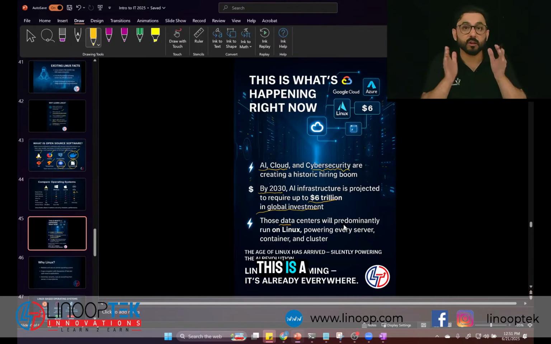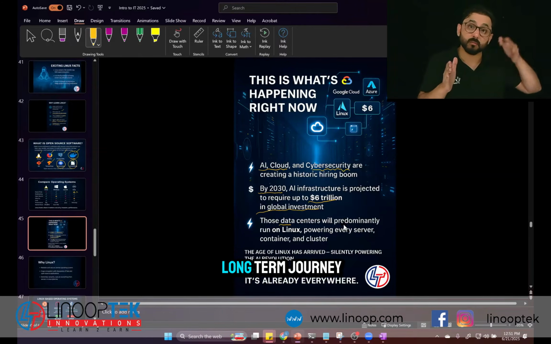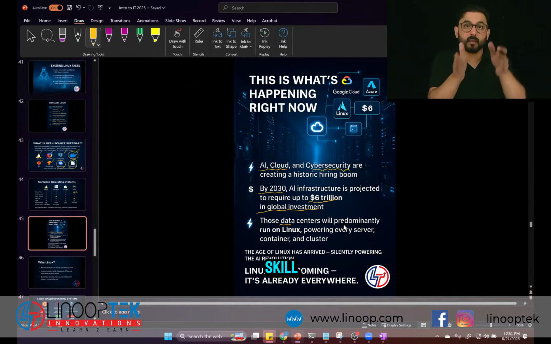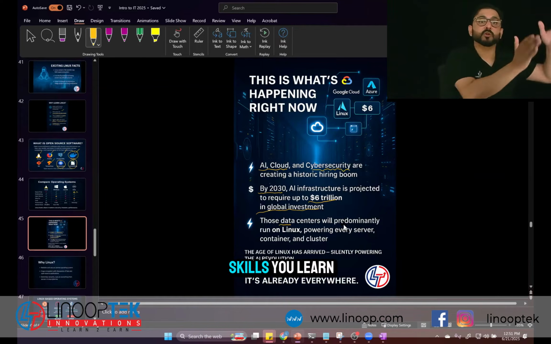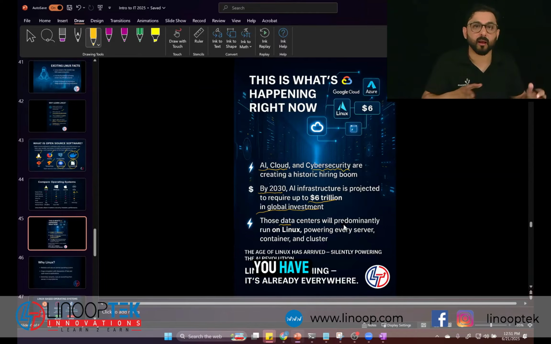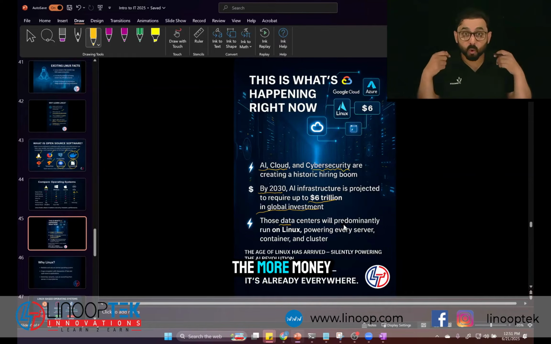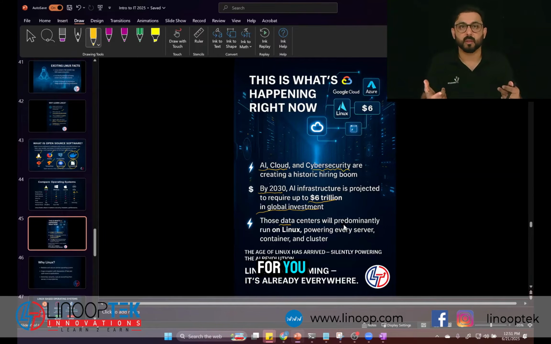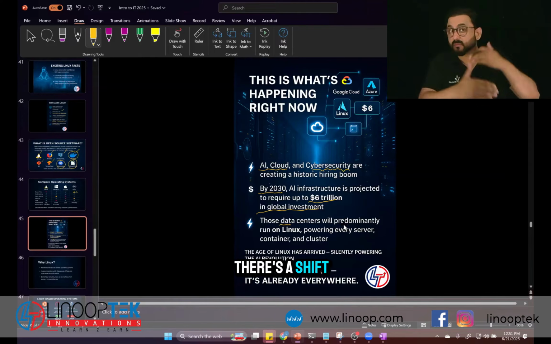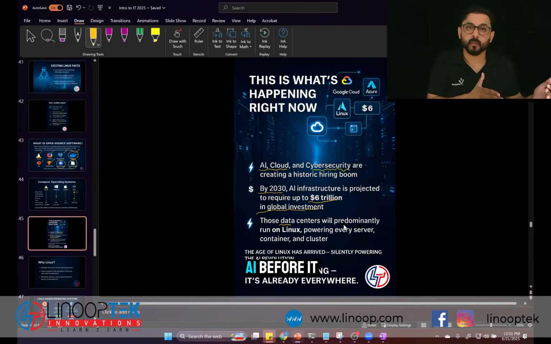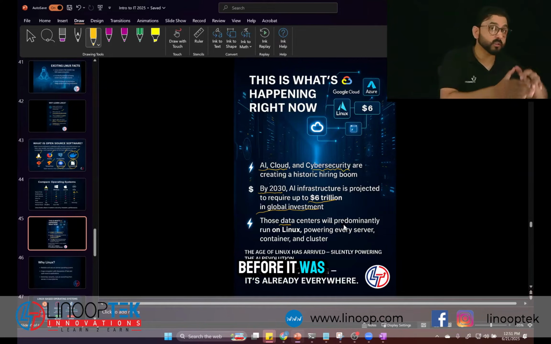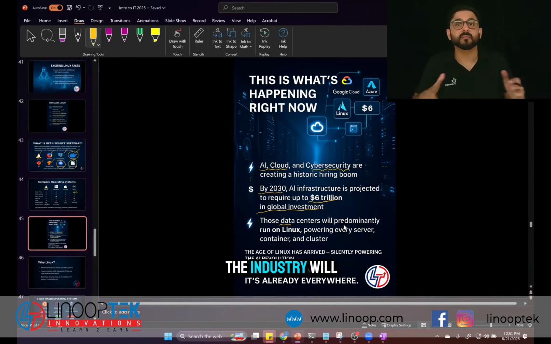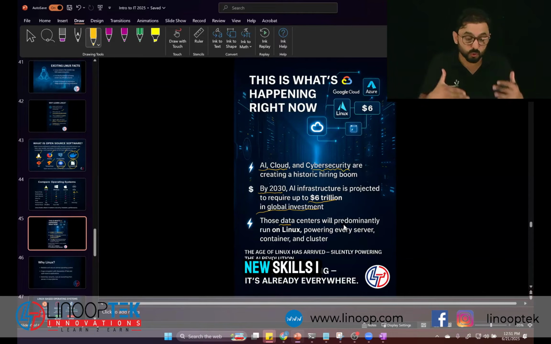This is a career. This is a long-term journey for you. One skill, another skill, another skill. The more skills you learn, the bigger portfolio you have, the more marketable you are, the more money companies will pay for you. And every 5 to 10 years, there's a shift in the industry. Now we have AI. Before it was cloud. Before it was the internet boom. So yeah, the industry will give you the opportunities to learn new skills.